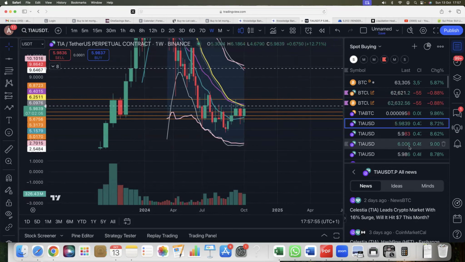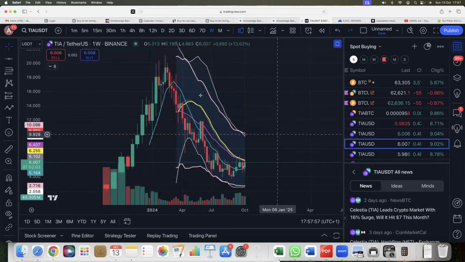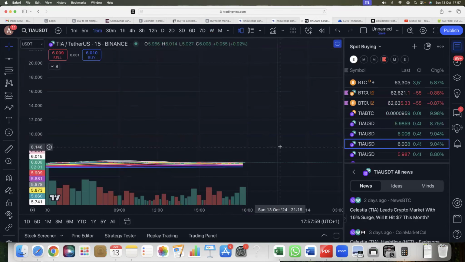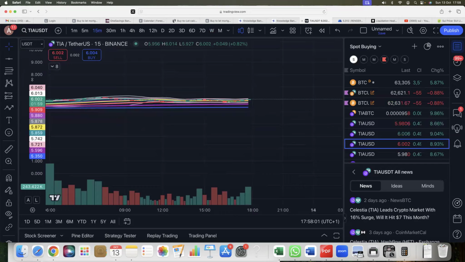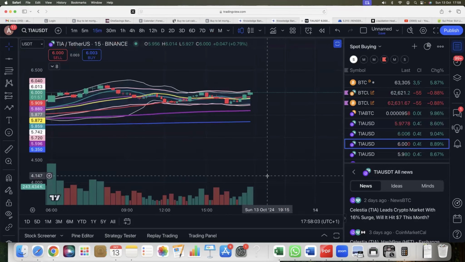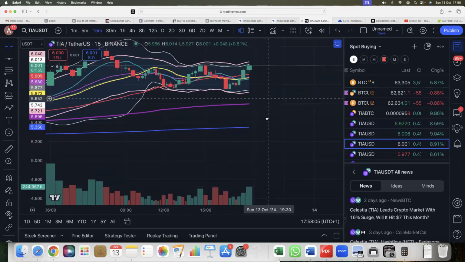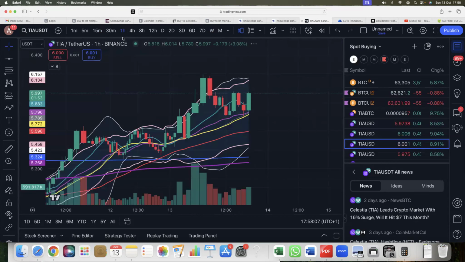So I think that's what we've got. Tier is making quite a good move again back up, which is good. Another move to the upside. Look at it on a 1-hour chart. This move is quite strong, so it probably goes back up again.